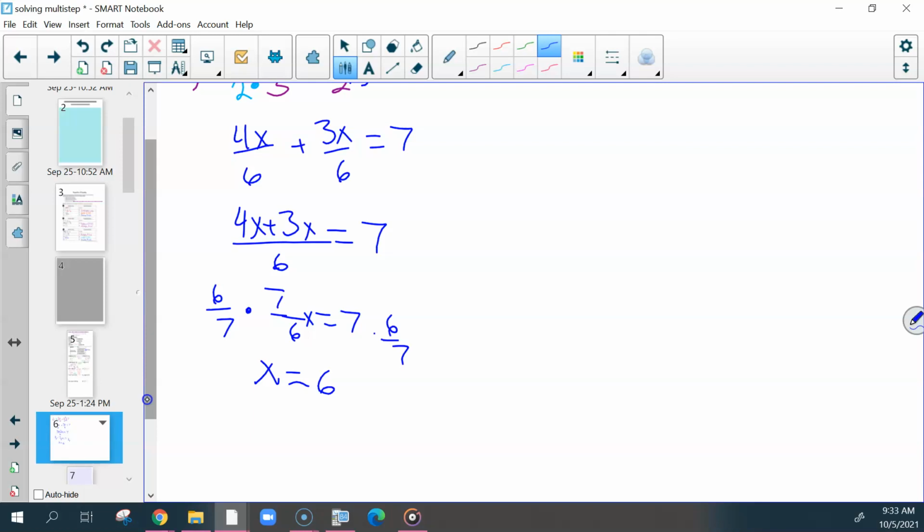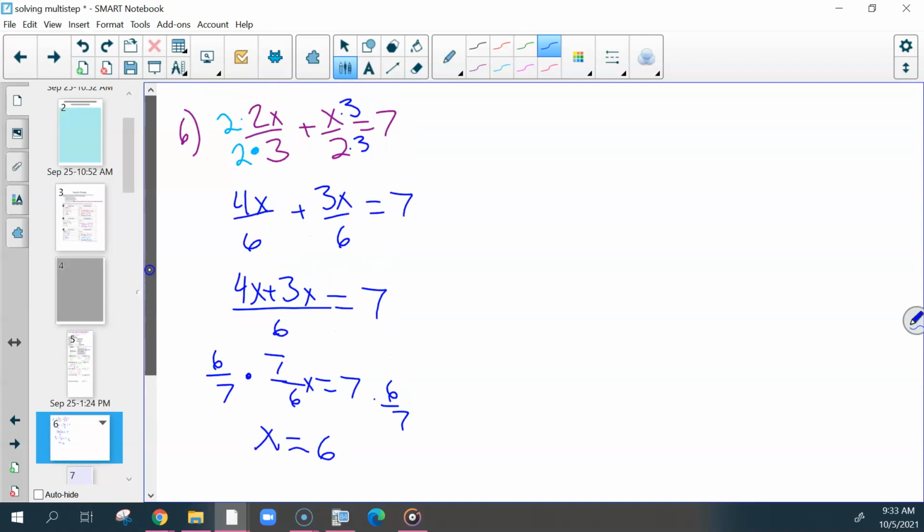Do you have any questions on that process? Yes, Tony. At the beginning, to get the denominators to be the same. Any other questions on this method?